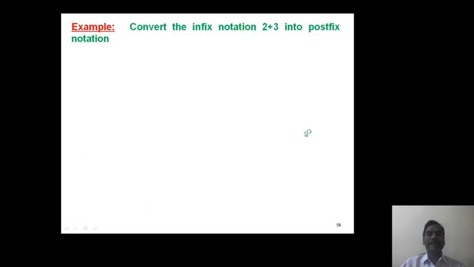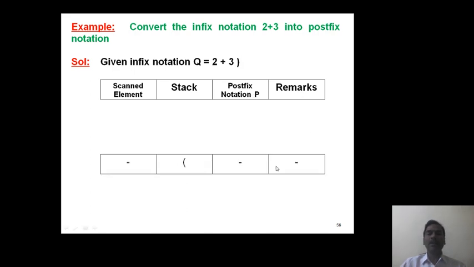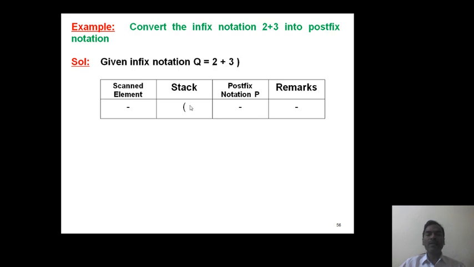Now observe this example. Convert the infix notation 2 plus 3 into postfix notation. Based on the procedure, the given infix notation Q is equivalent to 2 plus 3. Now we add a right parenthesis at the end of the expression. Now we design this table format: scanned element, stack, postfix notation, remarks. Step 1: push a left parenthesis into the stack.